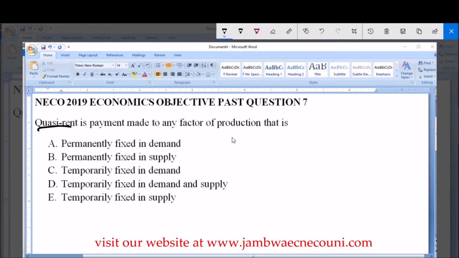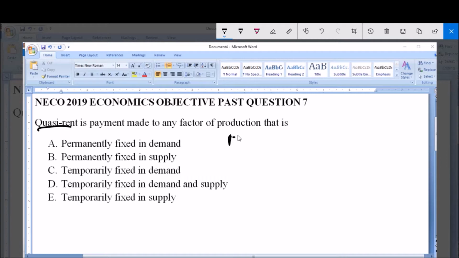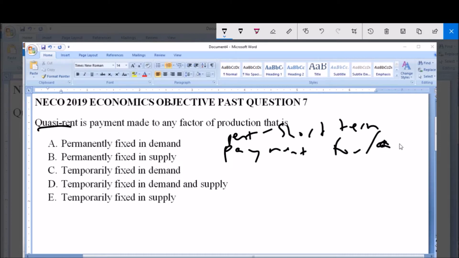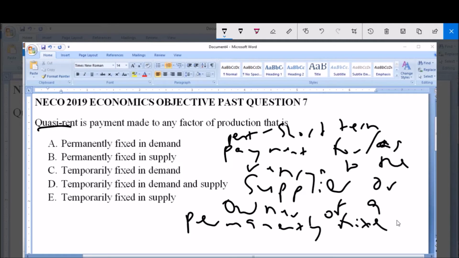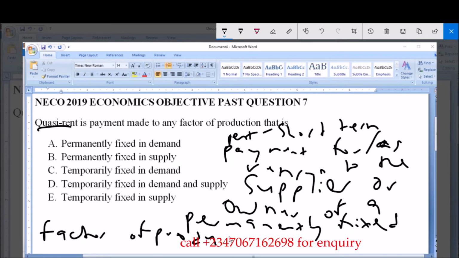And quasi rent is basically a form of rent or short-term payment for or as returns to the supplier or owner of a permanently fixed factor of production, permanently fixed factor of production in terms of supply.